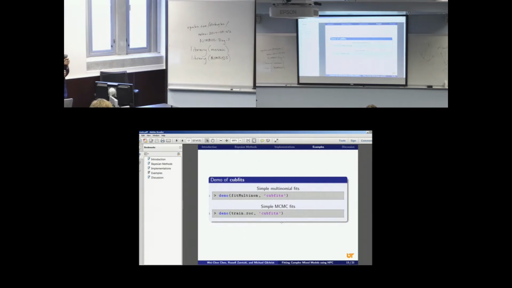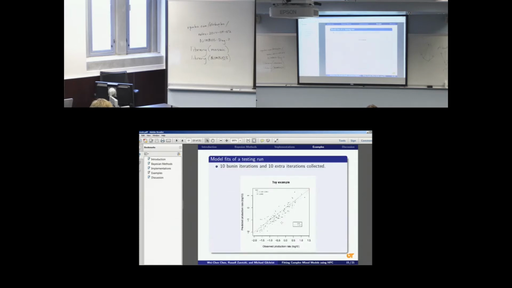And I also have a demo for a very tiny data set to run the MCMC and very quickly get the fit for that data set. I can show you the example.